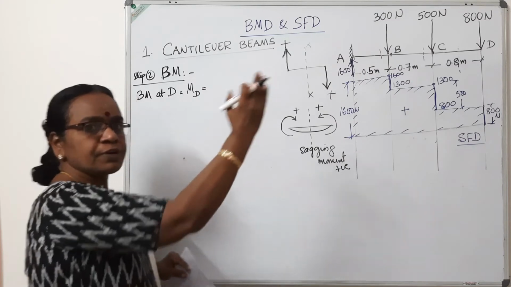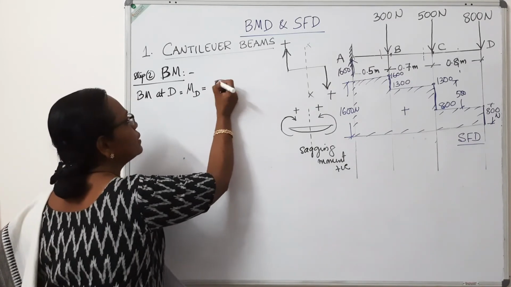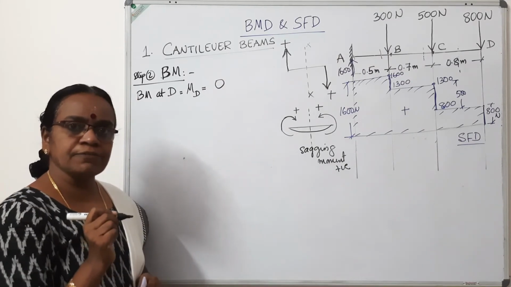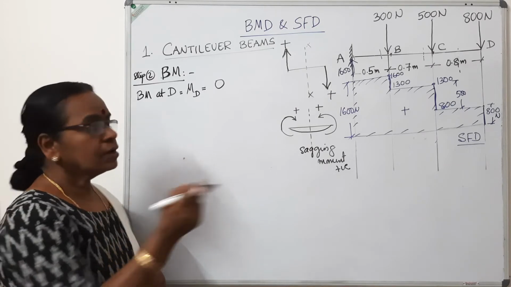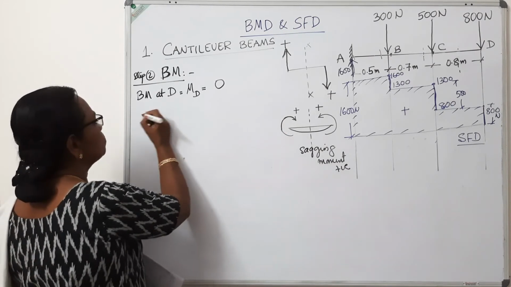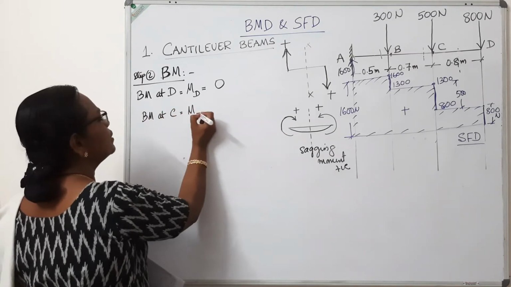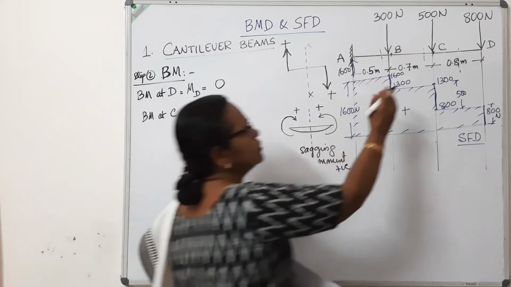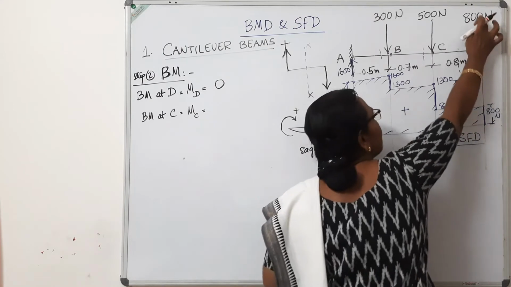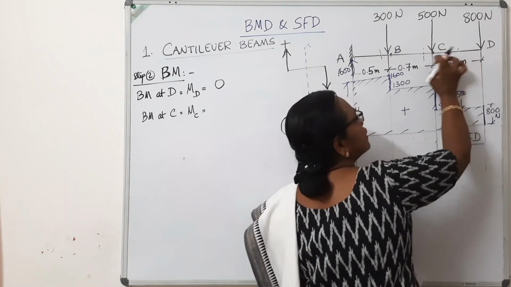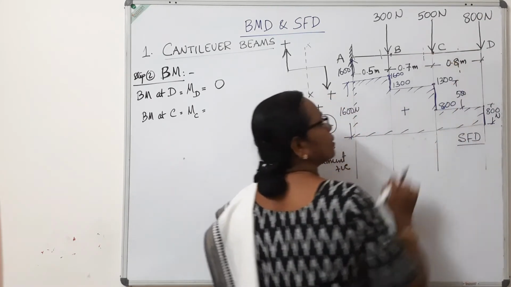So the bending moment at the free end is always 0. Always remember, the bending moment at the free end of a cantilever is 0. Next, coming to point C, bending moment at C, MC is equal to, consider just to the right of it, there is only one load, 800. It is acting at a distance of 0.8 meter.